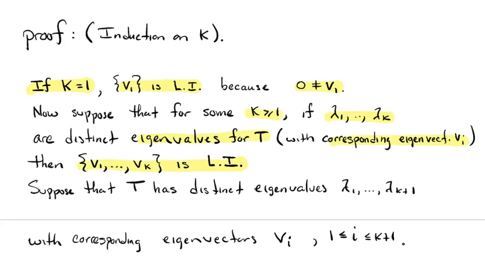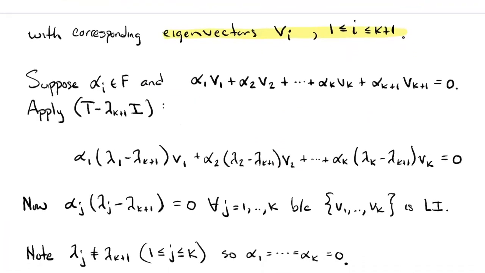And now let's suppose that we have a linear operator that has k plus 1 distinct eigenvalues. So I'm writing lambda 1 to lambda k plus 1, and same notation, corresponding eigenvectors v sub i. It's k plus 1 of them. I want to show that the set v1 to vk plus 1 is linearly independent. So suppose we have some scalars that multiplied by those vectors sum to give 0, a typical linear independence argument. I want to prove that all those scalars, alpha 1 to alpha k plus 1, are 0.